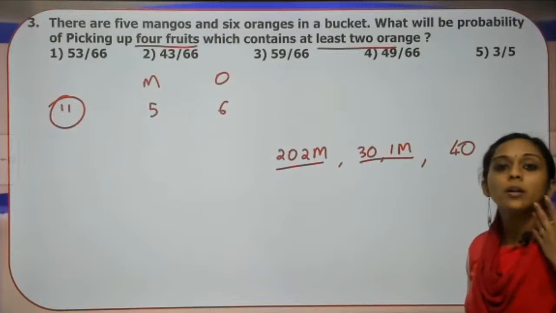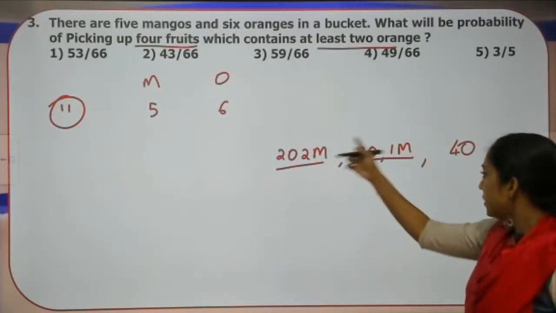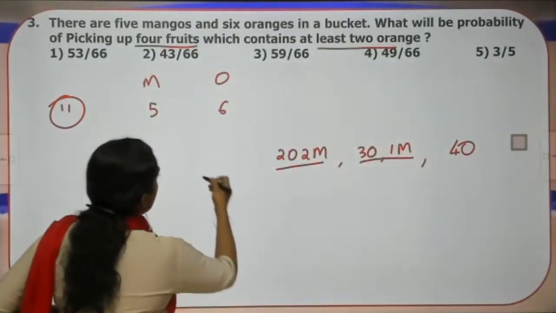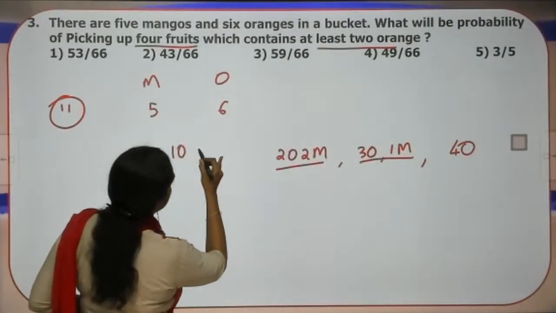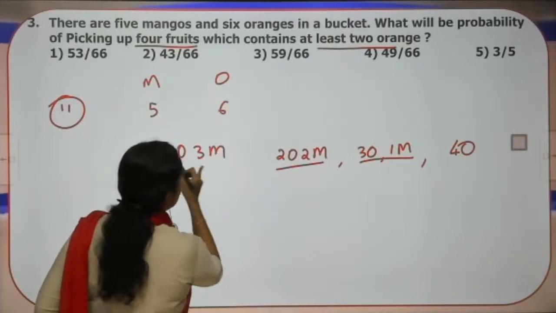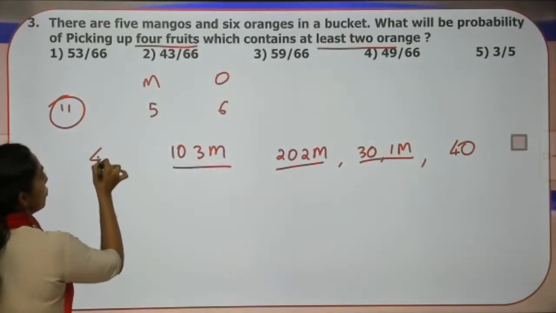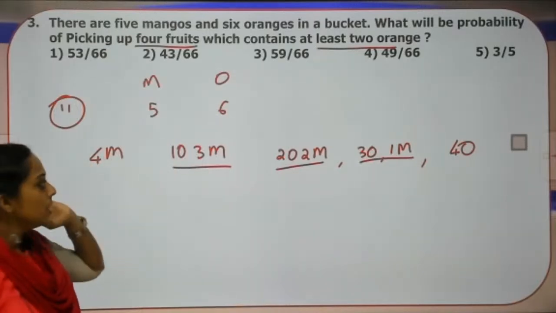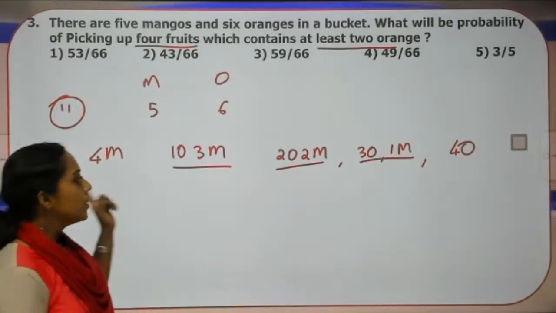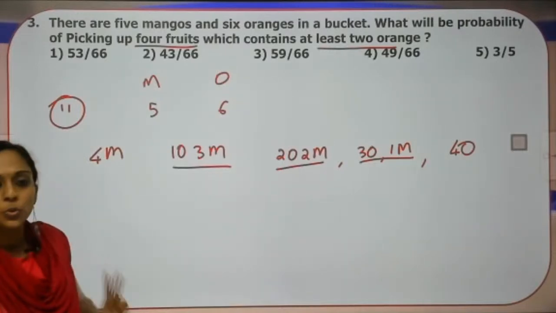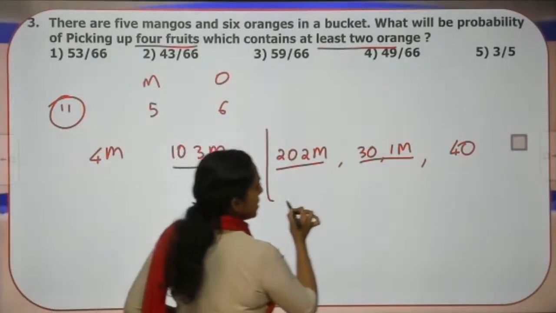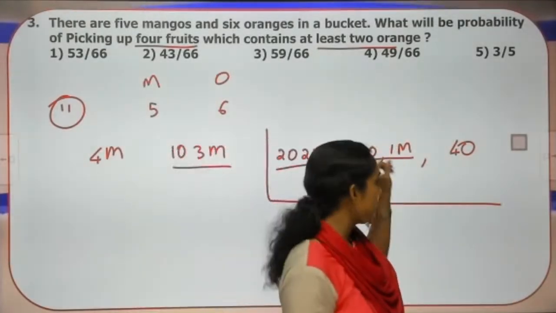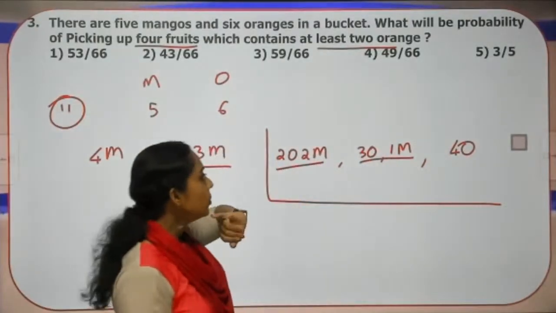Actually, what are the different possibilities? Apart from these 3 possibilities, there are 2 more possibilities. That is, he can choose 1 orange and 3 mangoes. Next, he can choose 4 mangoes. So these are the 5 different possibilities while choosing 4 fruits. What we need is at least 2 oranges, so the probability for this case plus this case plus this case will give you the answer for our question.